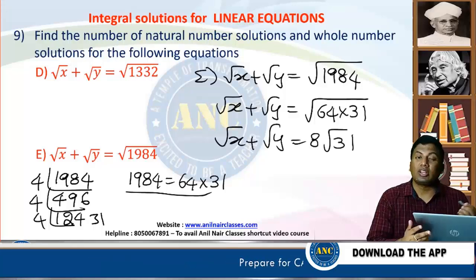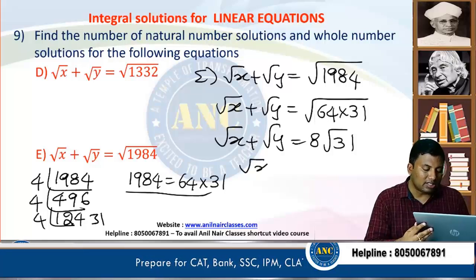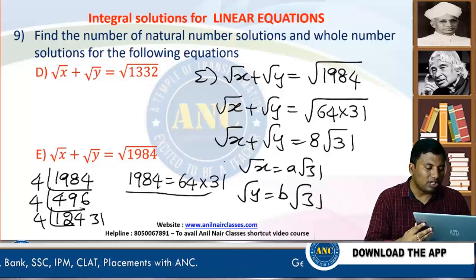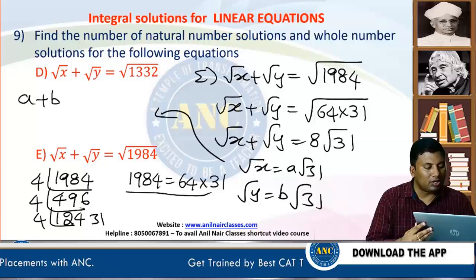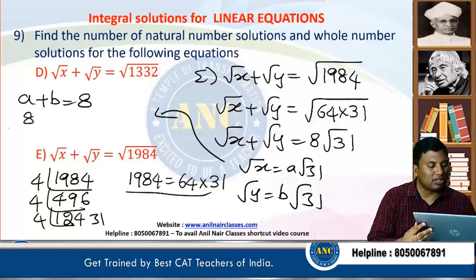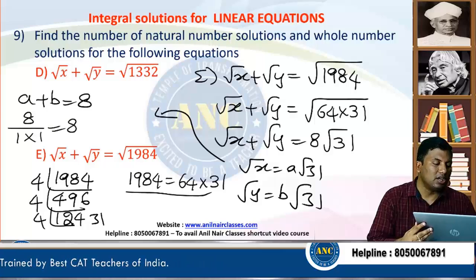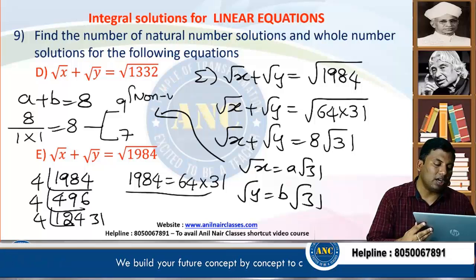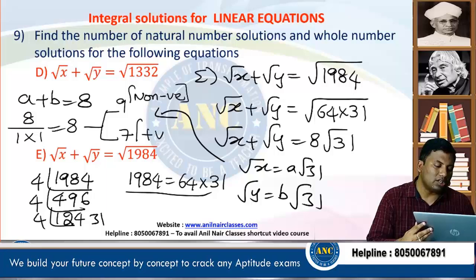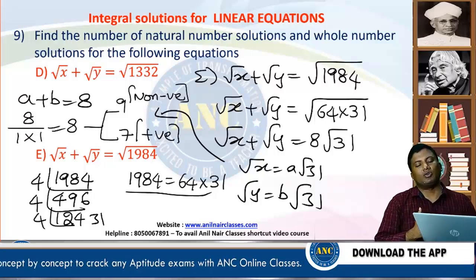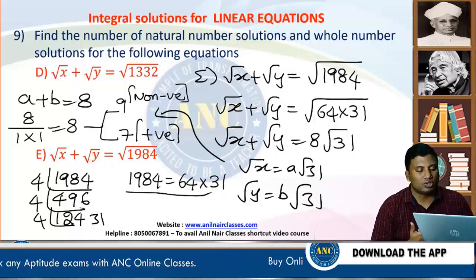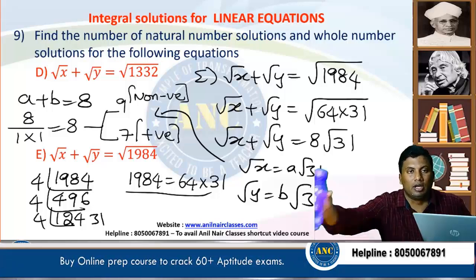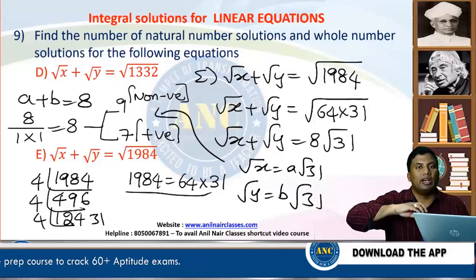So root 31 is again irrational. So root x is a root 31 and root y is b root 31. This will become a plus b equivalent to 8. A plus b equivalent to 8 means k by a into b, 8. 8 gaps are there, so there will be 9 and 7. 9 is the non-negative integral solution count. 7 is the positive integral solution count. Why is the difference 2? The difference is 2 because x could be 0 or y could be 0, which is because of a equal to 0 and b equal to 0. I hope the idea is clear.